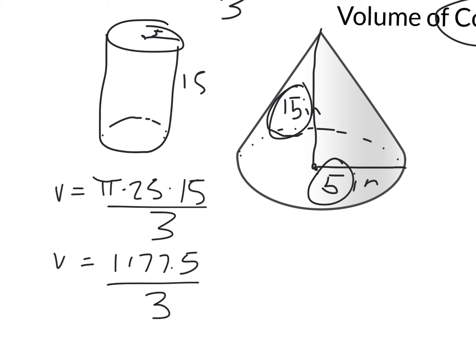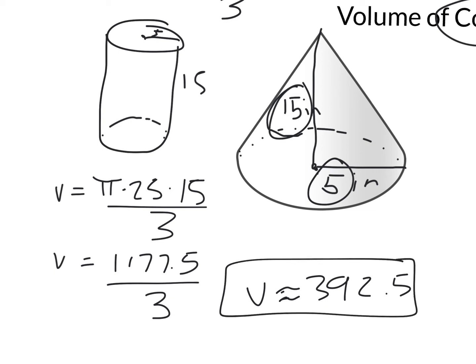Now this top number in the numerator would be the volume of a cylinder with that base, but this is a cone with that base, so we're going to divide this by 3, and we get the volume is equal to 392.5, roughly that. Remember that pi is an irrational number that goes on forever, so it gives us a funky decimal, but it's about 392.5. This would be inches that we were working in, so inches cubed, cubic inches.